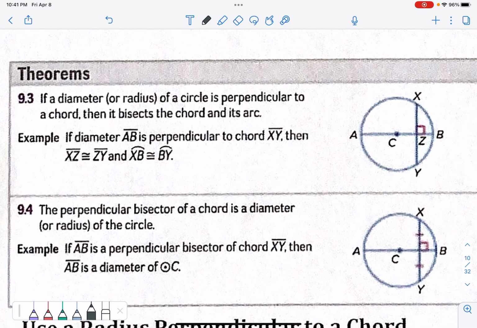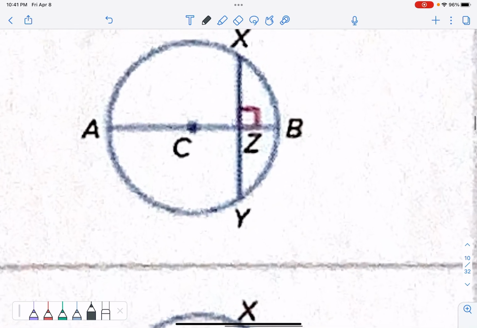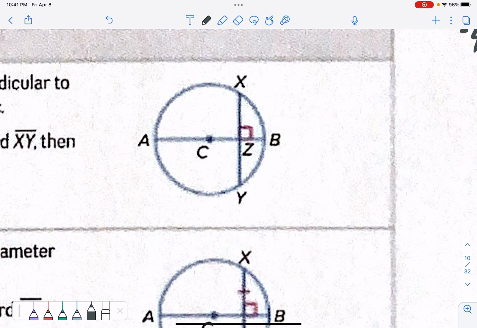Let's see. If a diameter or radius of a circle is perpendicular to the chord, then it bisects the chord. This is what they're saying for this example. If we have this diameter across here, and then we have a chord that's going through it, and it is intersecting at a 90-degree angle, meaning they're perpendicular, what's going to happen is this length right here is going to be the same as this one.